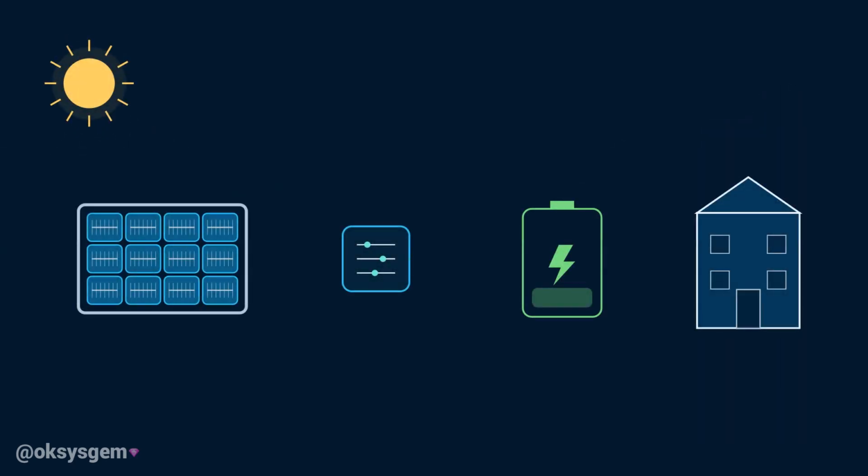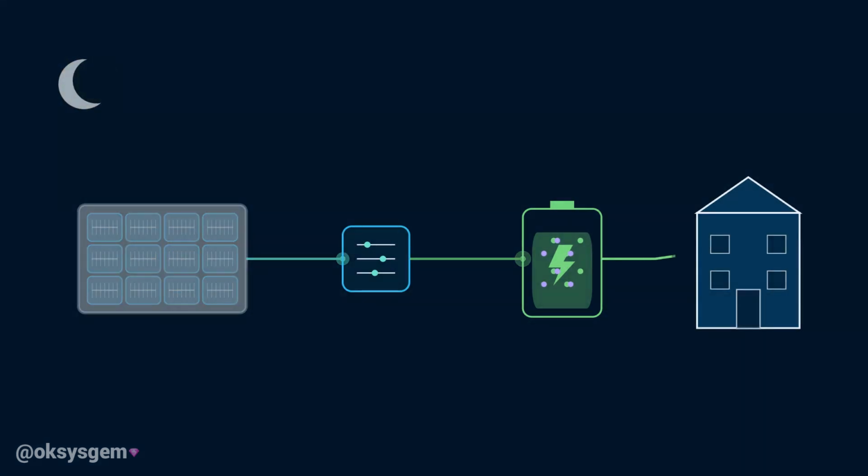In a battery system, the solar electricity passes through power control equipment before being stored as chemical energy. Later, the battery can convert that chemical energy back into electrical energy. This allows solar power collected during the day to be used at night or during periods of low sunlight.